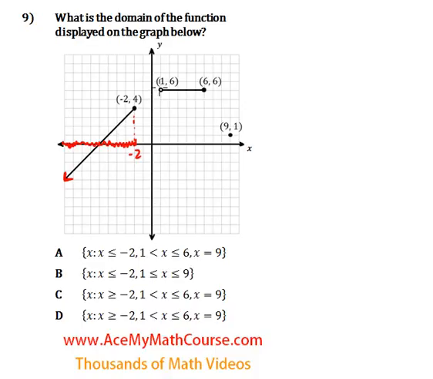But then again at 1, we can continue. But there's an empty dot right at 1. And that just means that we cannot include the 1. But even 1.001 would be fine. And we can go all the way up to 6. Everything in between is completely fine.